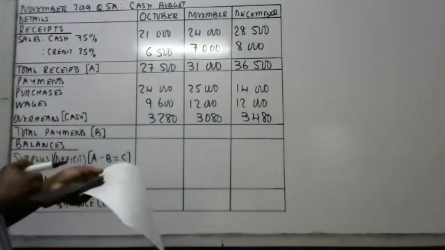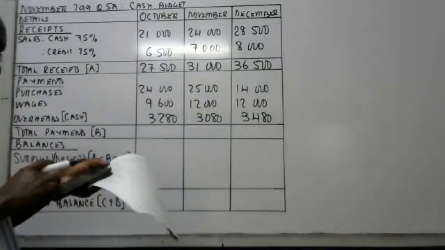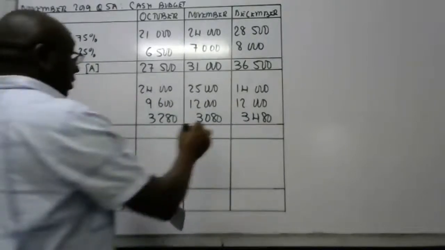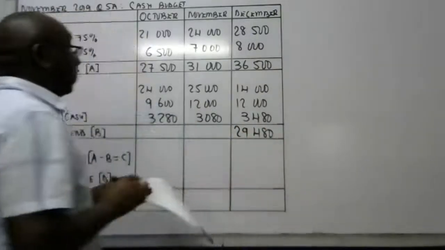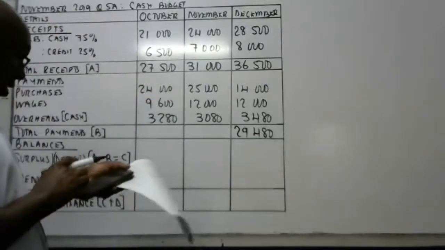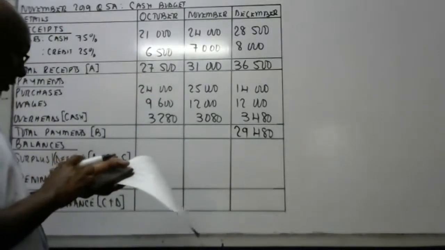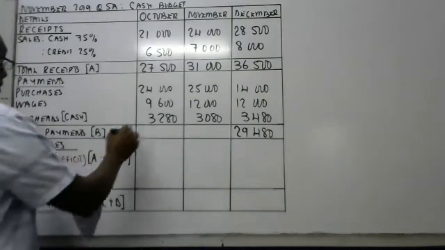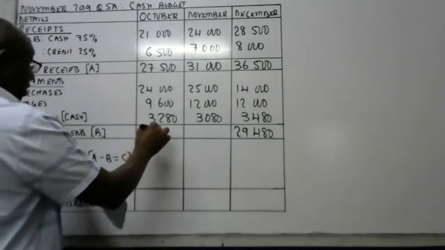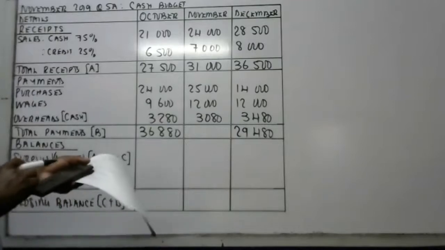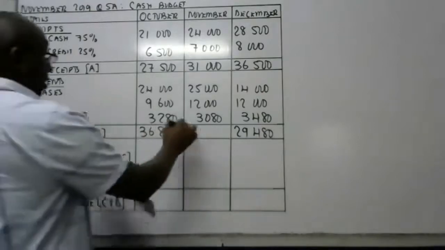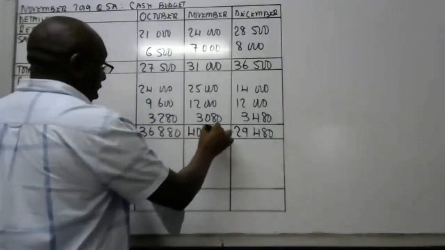So you add 26,000. That gives us 29,480. 24,000 plus 9,600 plus that 280 is 6,880. That 7,000 plus 3080 is 40,080.